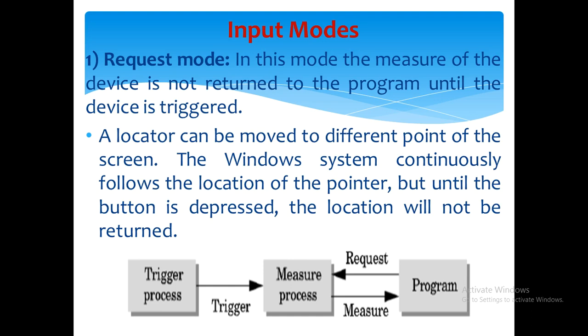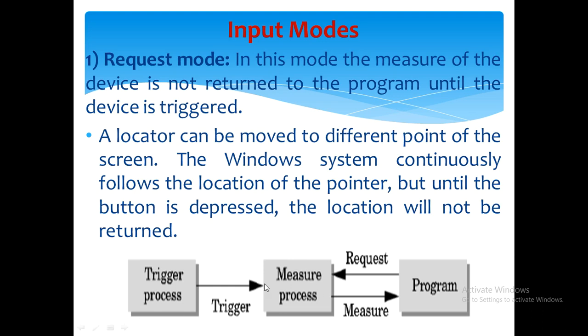As another example, a locator can be moved to different points of the screen. The Windows system continuously follows the location of the pointer. For example, if you are using a mouse as a locator, when you start moving it continuously, the X and Y will be read by the operating system. Our Windows operating system may be monitoring the X and Y coordinates of my mouse continuously, but only until the button is depressed, the location will not be returned. Right? This is what request mode.